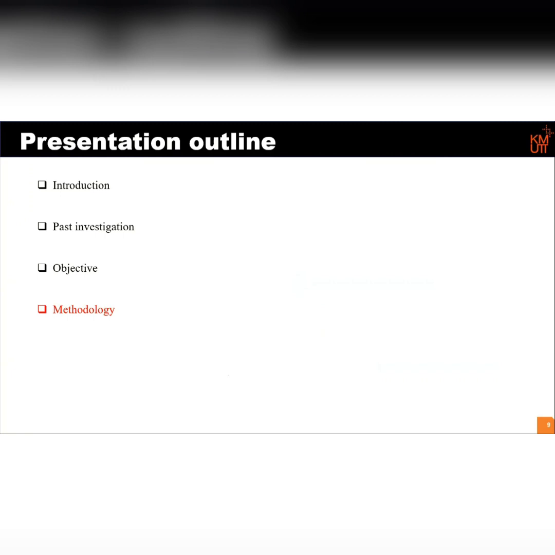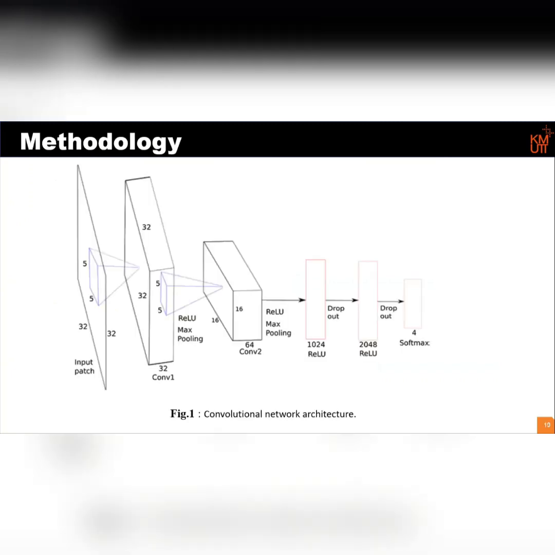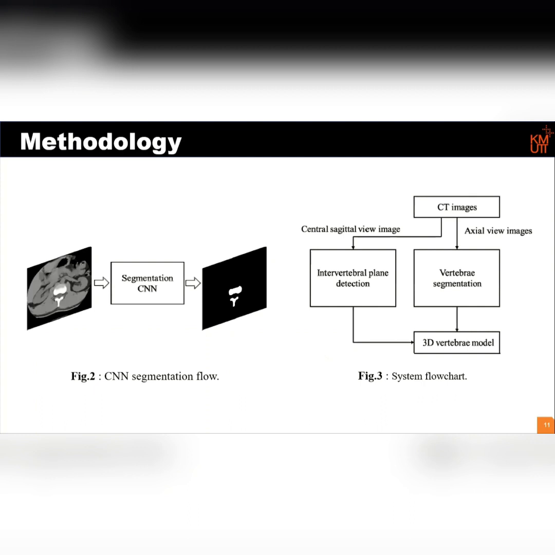So let's go to the methodology. The first one: deep learning tools are seen in the architecture as shown in figure 1. Figure 2 predicts the segmentation based on the CNN. The input to the network is the test image and the output is the segmentation result.